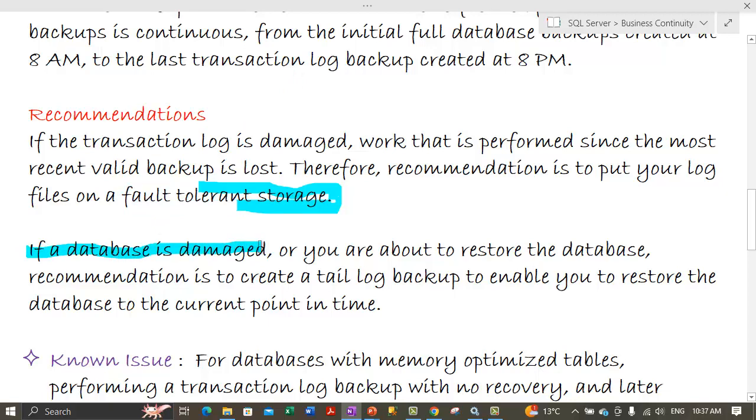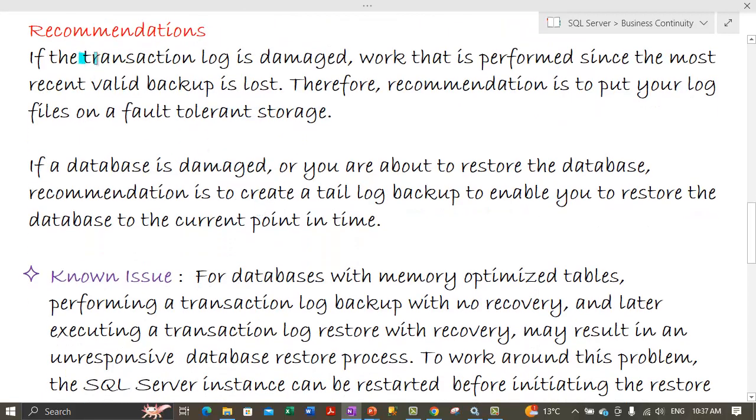Earlier we were talking about the transaction log being damaged. Now we are talking about the case where your whole database is damaged, or you are about to restore the database. The recommendation is to create a tail log backup first, before we perform any restore operation.